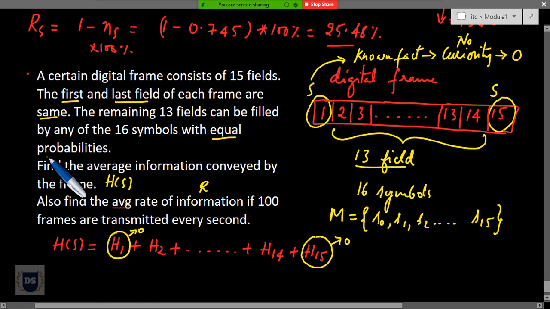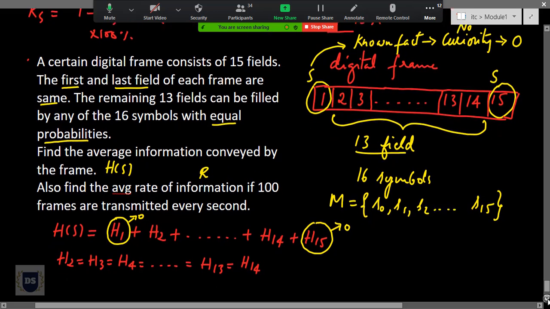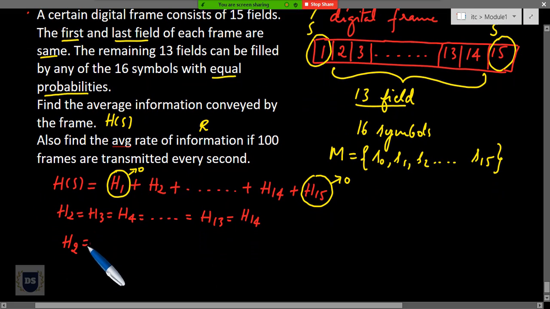Here they are also specifying 16 symbols with equal probabilities, and hence I can think of H2 being equal to H3, in turn equal to H4, likewise H13, till H14. So all I have to do is find out only one value and multiply it with 13. Thereby I can find out the overall value of entropy.